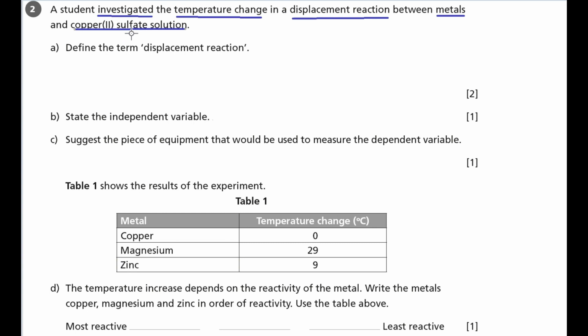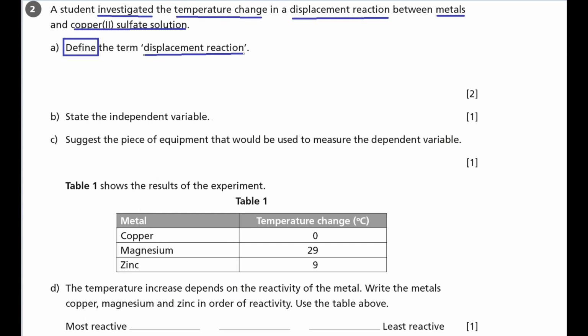Let's look at part A. Define the term displacement reaction. So what's the command word? The command word is define. That means say what something means. And what we are explaining the meaning of is displacement reaction. Now this is a 2-mark question, so we're kind of looking for 2 parts with the definition.